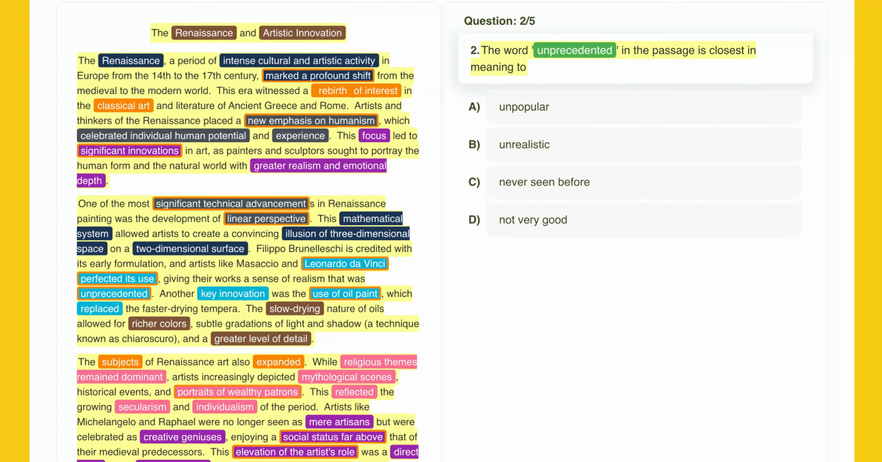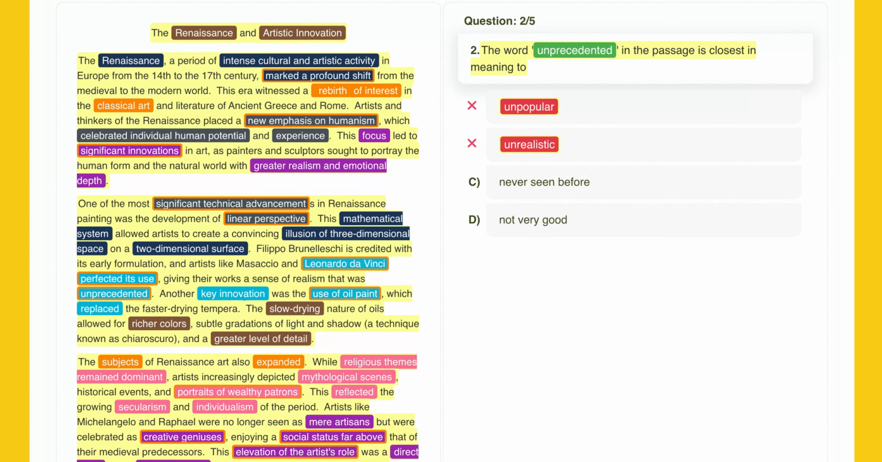Let's evaluate option A together. Unpopular. Option A suggests unpopular. However, the passage states these artists were celebrated as creative geniuses. It wouldn't make sense to say their realism was unpopular if they were being celebrated. Incorrect. Let's move on to option B, unrealistic. Option B says unrealistic. This is the opposite of what the text says. Paragraph 2 is all about creating a convincing illusion and realism. These innovations made art more realistic, not less.